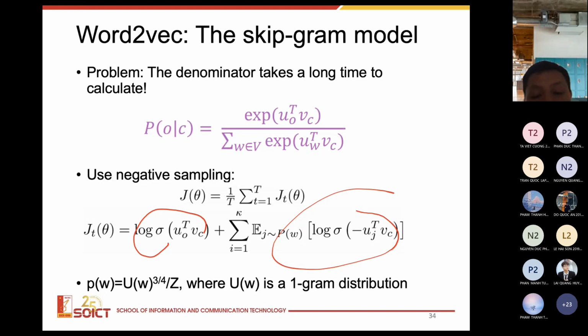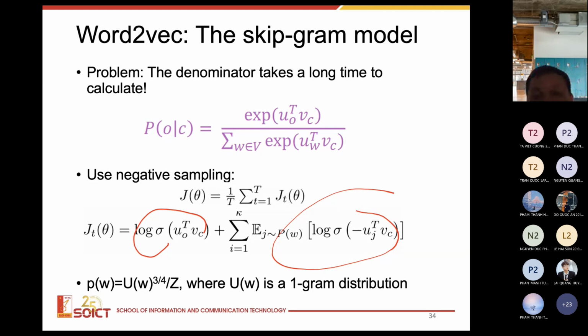Any question? Why do we have the formula for JT like this? Why can we derive the formula for JT like in the slide?